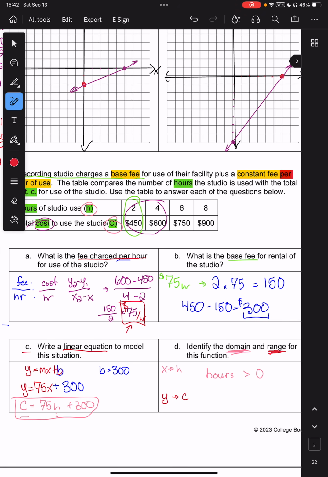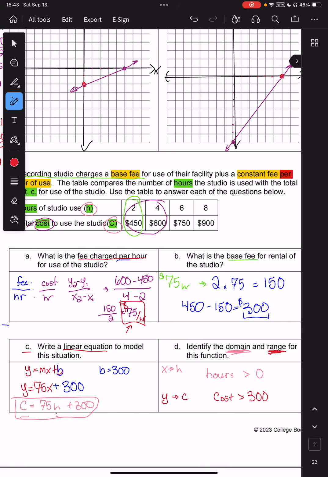So if our h is 0, our C is equal to 300. That means that our C, or our cost, always has to be greater than 300, because we can't have it be less than or equal to 300 when we have 0 hours.